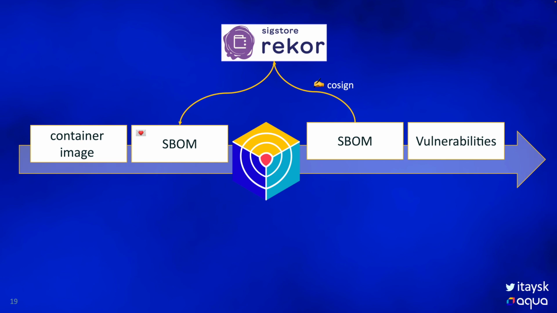Rekor is a public transparency log. This is how they refer to it. But think of it, for simplicity, just as a public database containing all the attestations there are about all the artifacts there are. And we can store things there. We can also validate, verify things that are signed there, and we can use them. So in this case, what we can do is sign and push the SBOM to Rekor, and then Trivy can effectively discover the SBOM at scan time automatically.